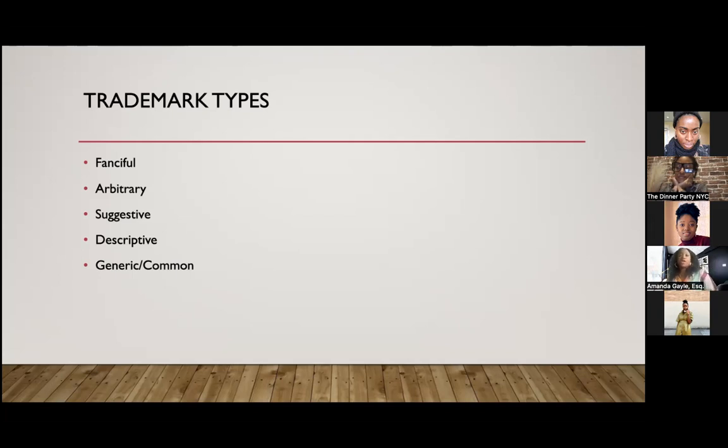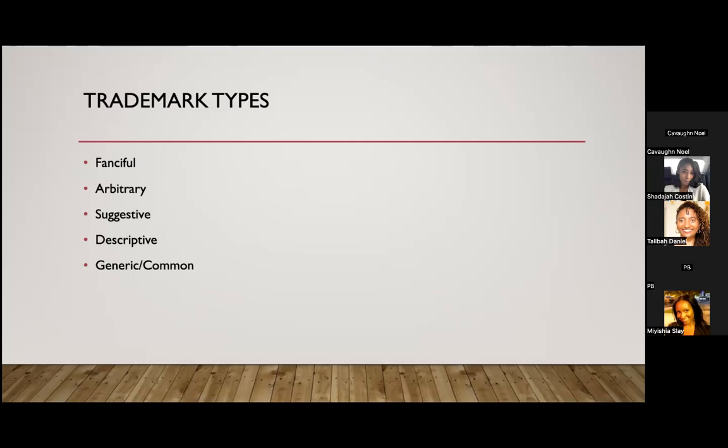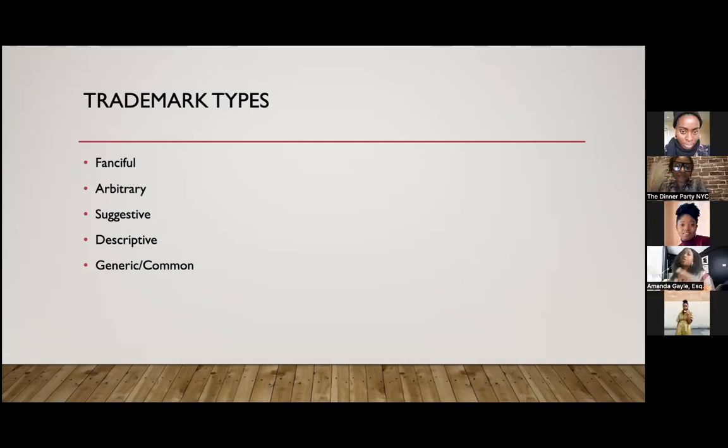So arbitrary are marks like Apple. A lot of us are probably on nice fancy little MacBooks now. Apple obviously is a food. That's the ordinary meaning, but they decided to actually assign it to tech products, right? So that's unordinary, that is out of the ordinary. That is unexpected. Because it's arbitrary, it's also unique in that way because you don't see it coming.